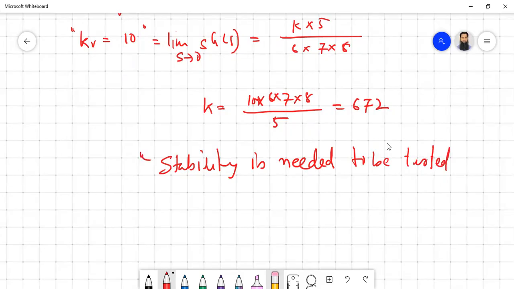It may happen that for this particular value of K, the system is bringing some poles to the right half of the s-plane, so the system may not remain stable. That is why whenever you're designing something, it is always better to also go with your stability analysis.